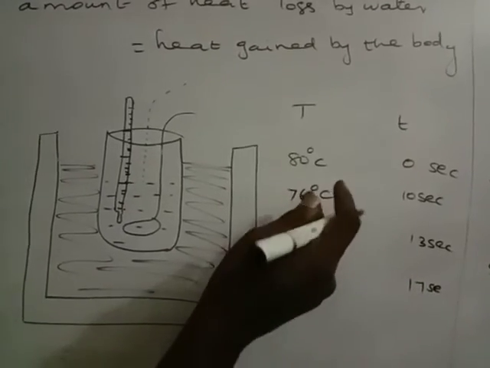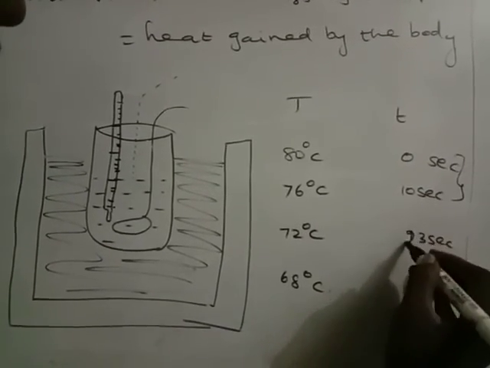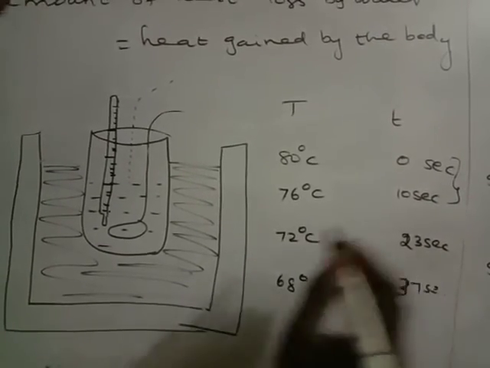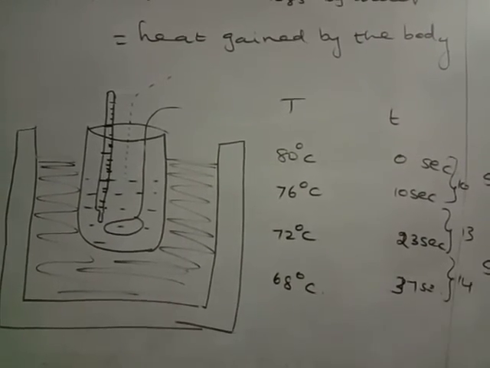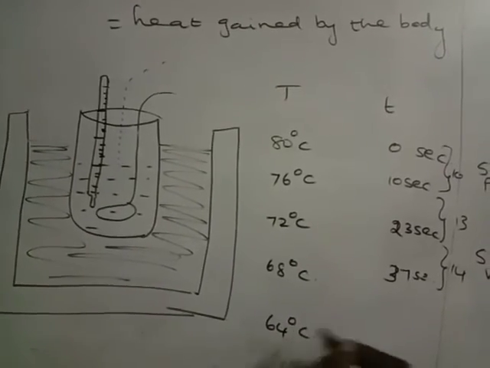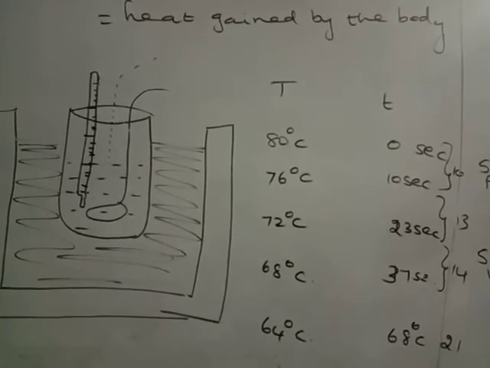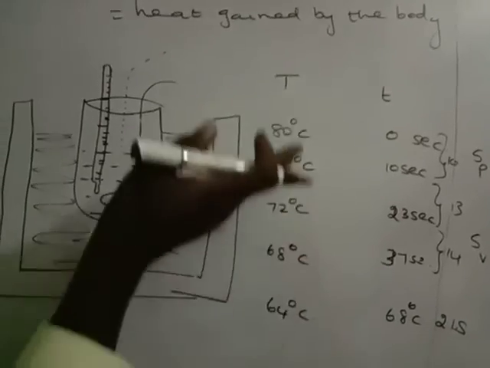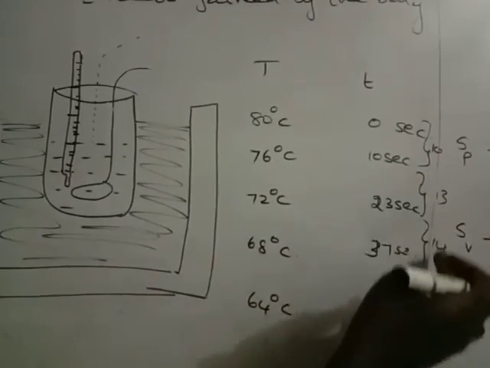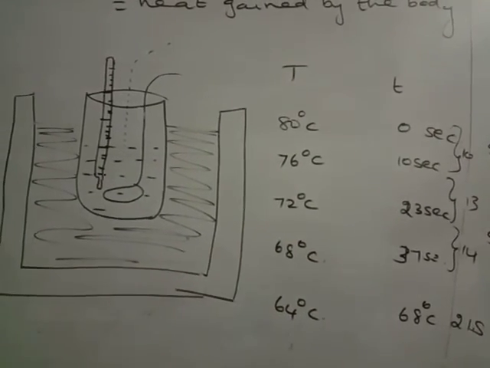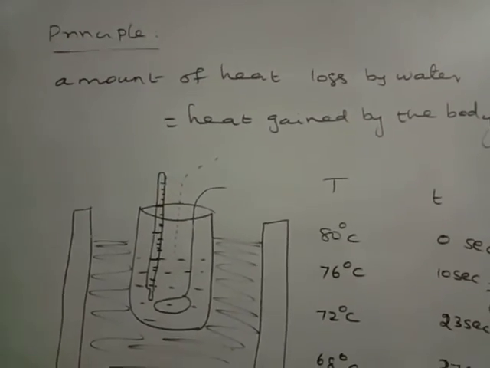What happens when the temperature is equally reduced by 4 degrees Celsius? The time intervals are 10 seconds, next 13 seconds, next 14 seconds, then 64 degrees Celsius, 21 seconds. So when the temperature is equally reduced, if the temperature reduces continuously, the time period increases. So this proves that the heat lost by the water is equal to the heat gained by the body. Thank you.